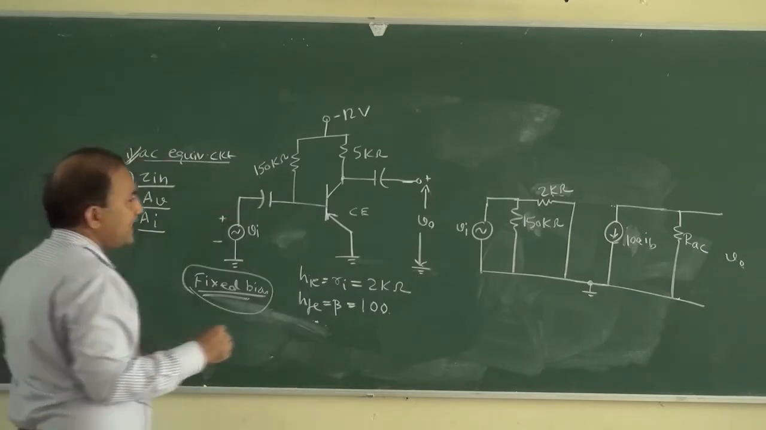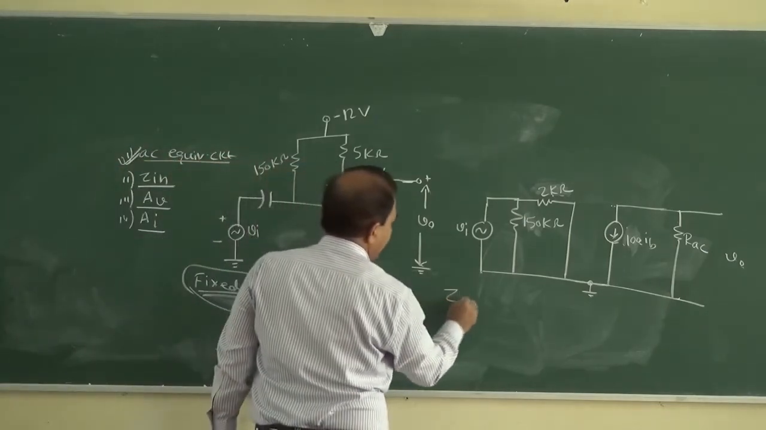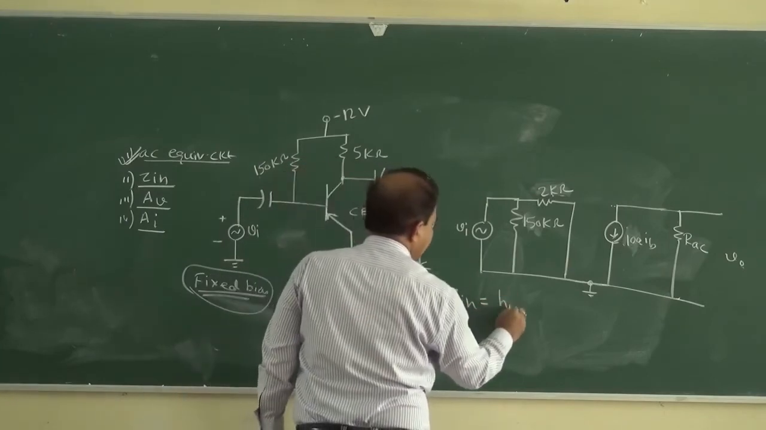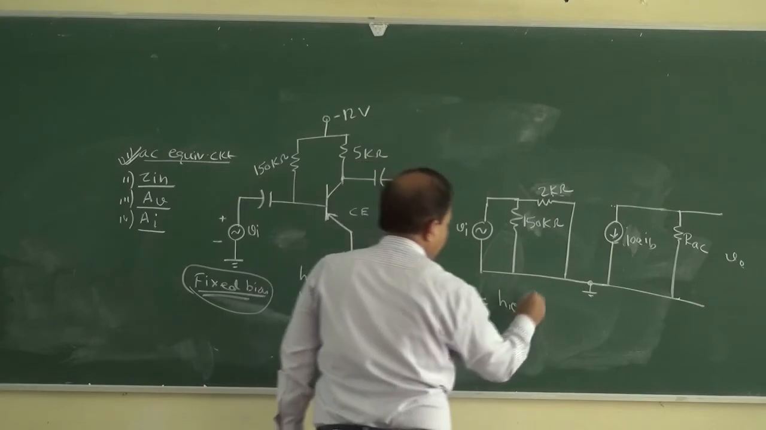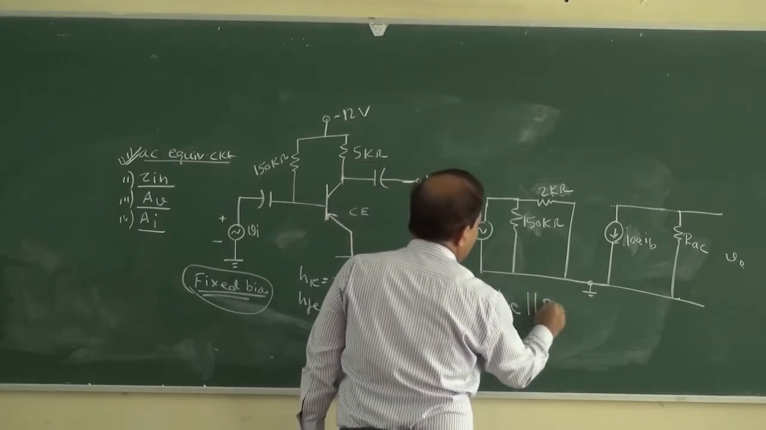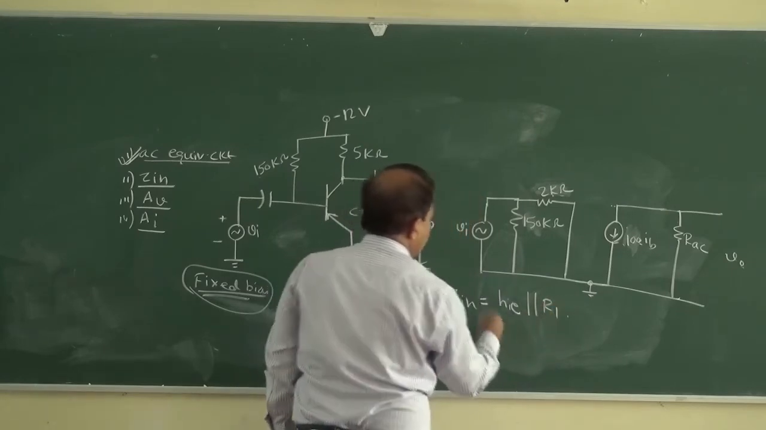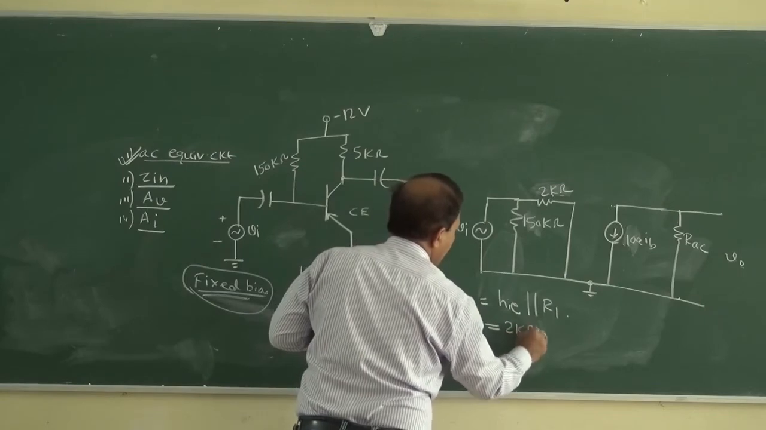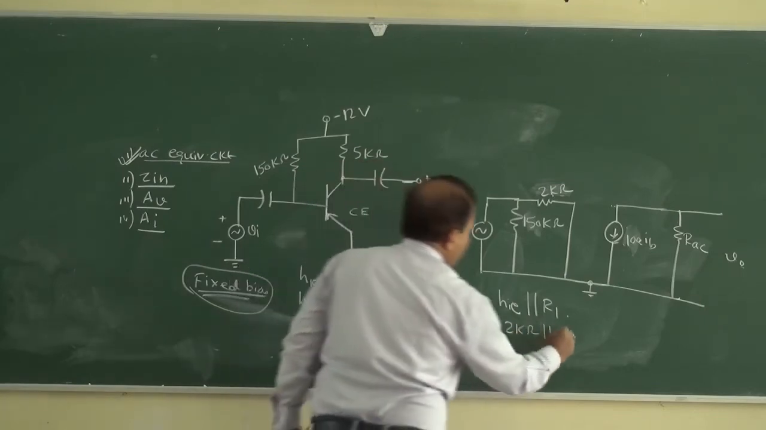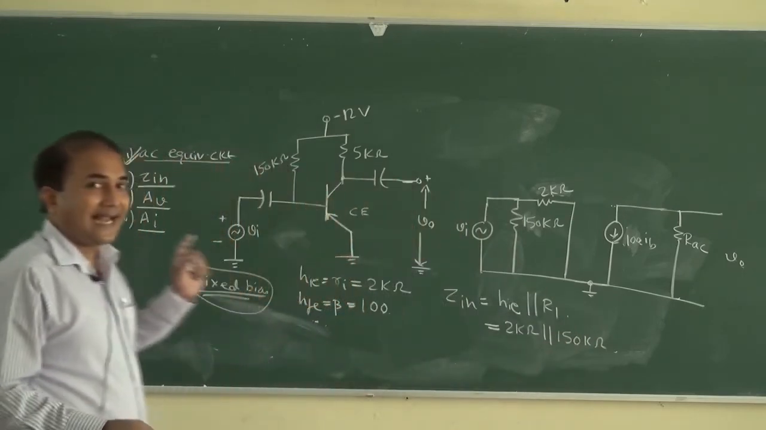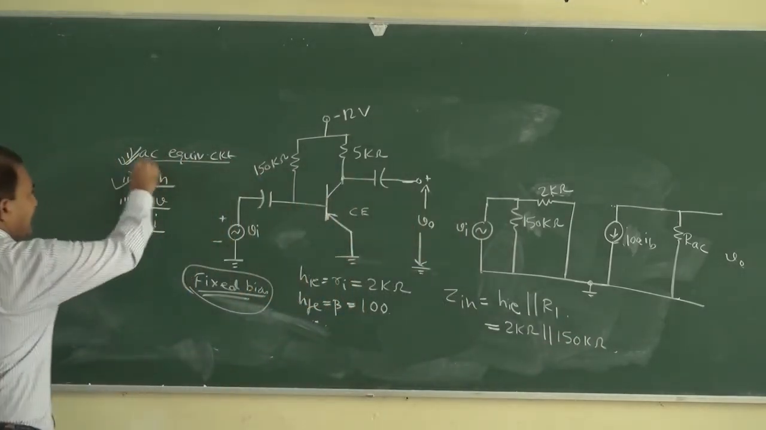So this is the AC equivalent circuit of this amplifier circuit. Then we have to determine Zin. Zin is equal to HIE in parallel with this R1. So it is equal to HIE, that is 2 kilo ohm, in parallel with 150 kilo ohm. So in this way we can determine Zin.